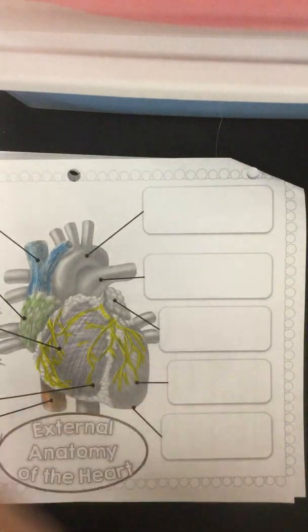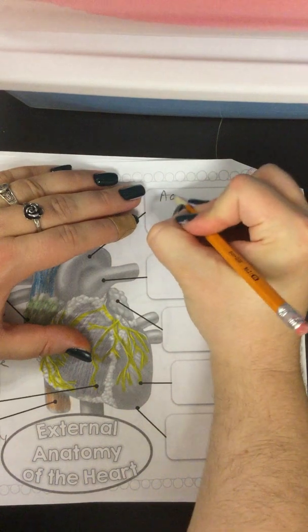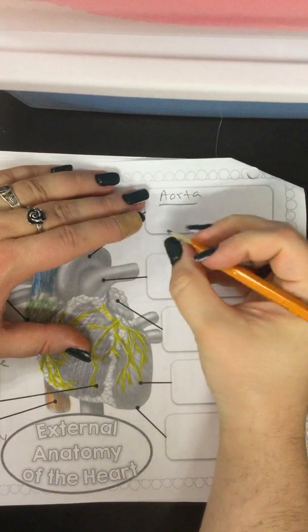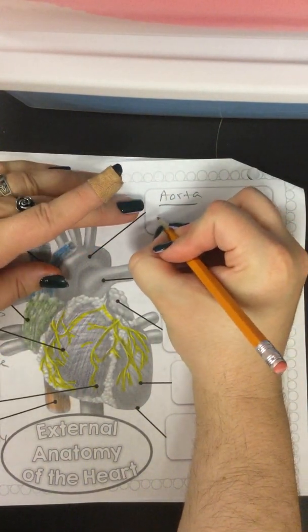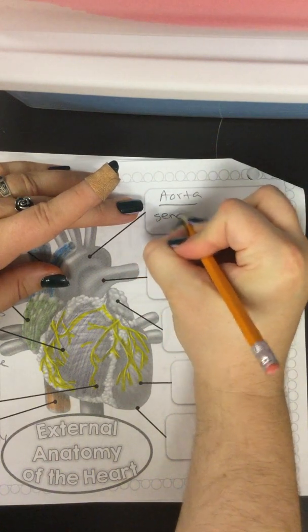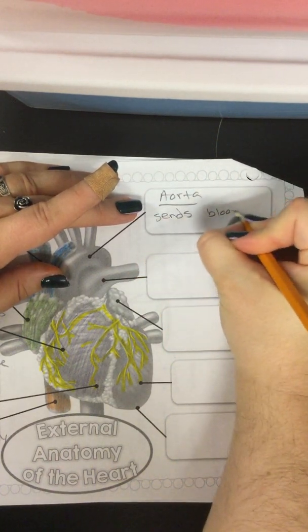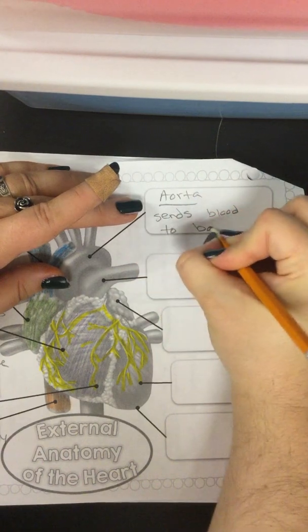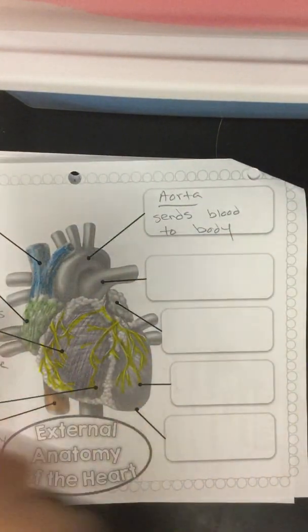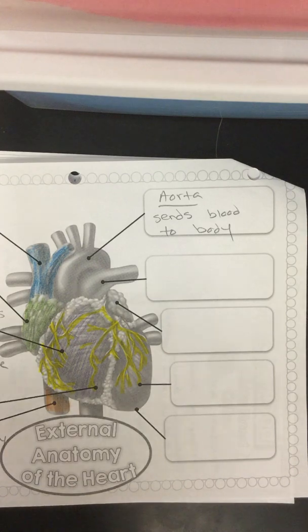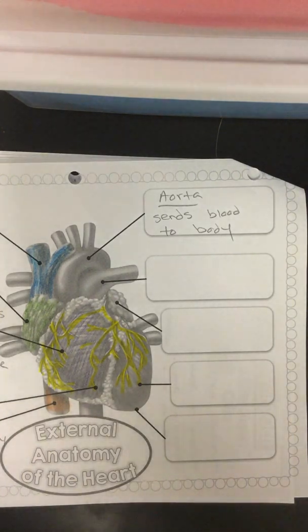The aorta. This sends the blood to the body. So after it's moved through the whole heart, it goes to the aorta, and the aorta passes it out through the body. I think the aorta deserves to be red. If anybody in here gets to be red, I think it's the aorta.